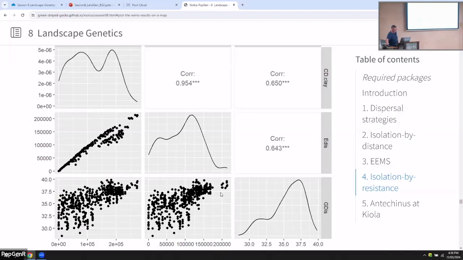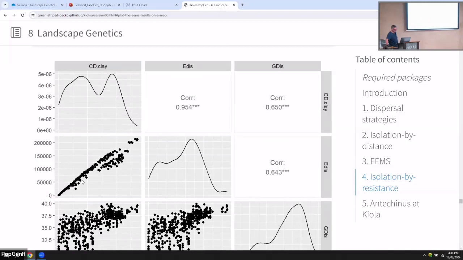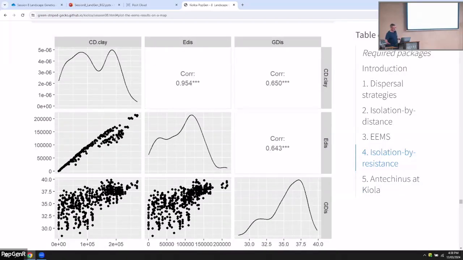Ah, no, that's genetic distance against clay, yeah? And this is genetic distance against Euclidean distance, yeah? And in this example, you can see that the Euclidean distance and the cost distance are highly correlated, yeah? There's not much difference between them. That's not good. So I would not trust my result a lot, because if I have a really high correlation between clay and my Euclidean distance, it's hard to separate the effects between them.